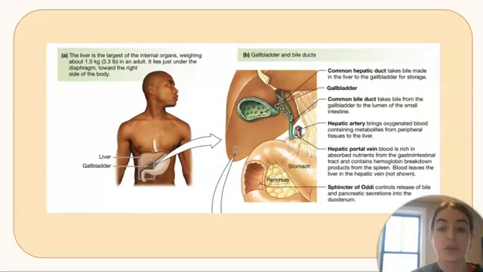Bile produced by hepatocytes in the liver is transported through the bile ducts and stored in the gallbladder. Upon ingestion of a fatty meal, contraction of the gallbladder sends the bile into the duodenum through the common bile duct. The duodenum is the start of the small intestine, and this is where bile salts will begin to break down fats.